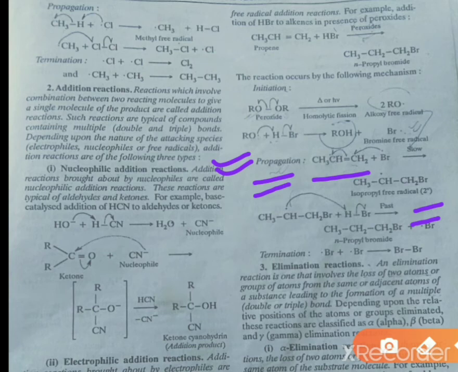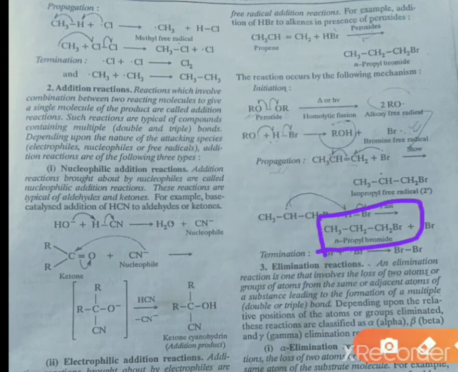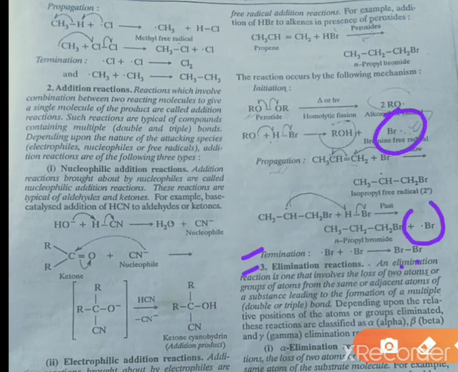As the 2° free radical is formed, again HBr reacts, and this free radical abstracts the proton, releasing a Br radical. You can say one electron is taken by Br and one electron of hydrogen makes a bond with the carbon, forming CH2. So this is the major product, CH3, CH2, CH2, Br. Here Br is at the primary position. And last is the termination step. These Br radicals combine together, resulting in Br2.